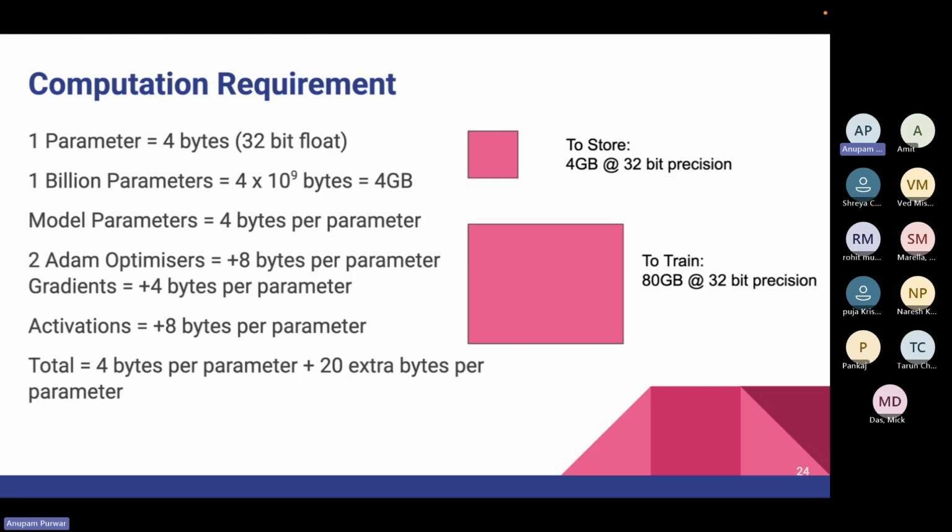And then finally, the other thing that comes in is the activation. You can see I have added +8, +4, +8. So to really reach the total, you have to add all those things and then arrive at the memory usage to store all the parameters corresponding to the language model that you are fine tuning.